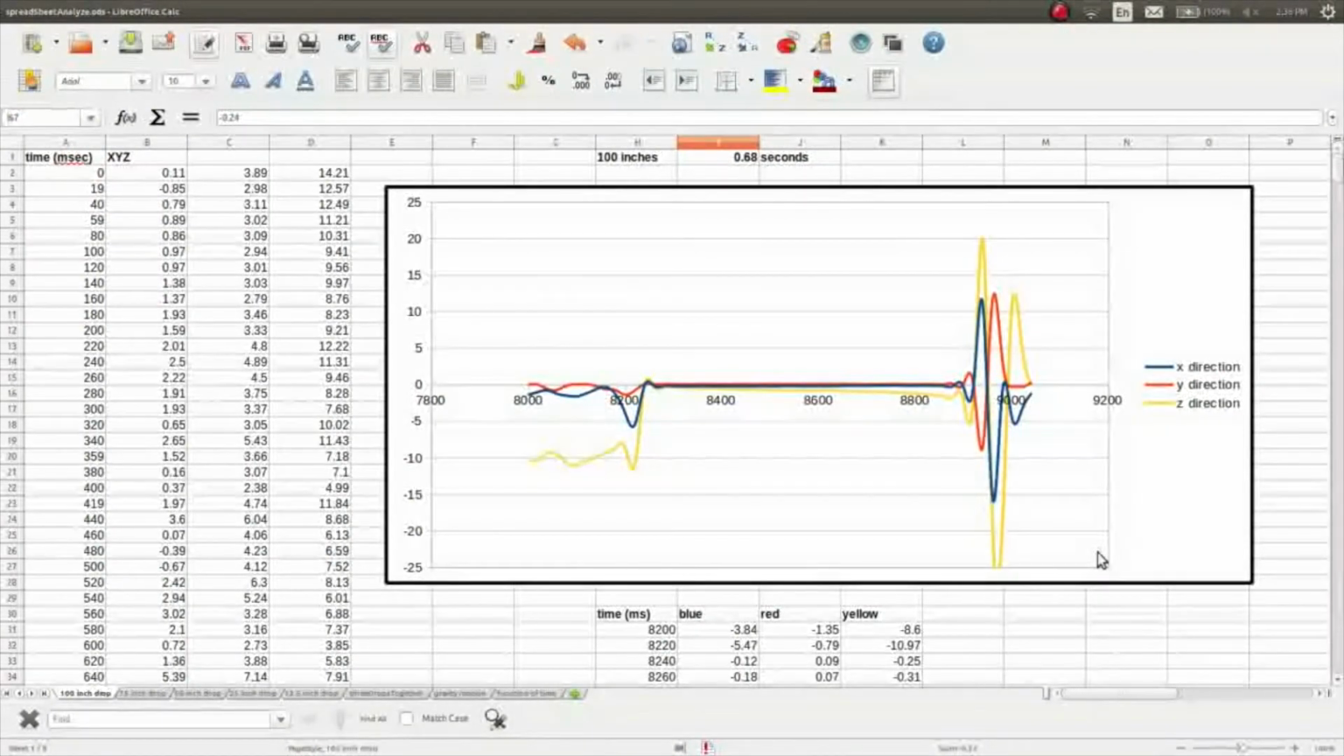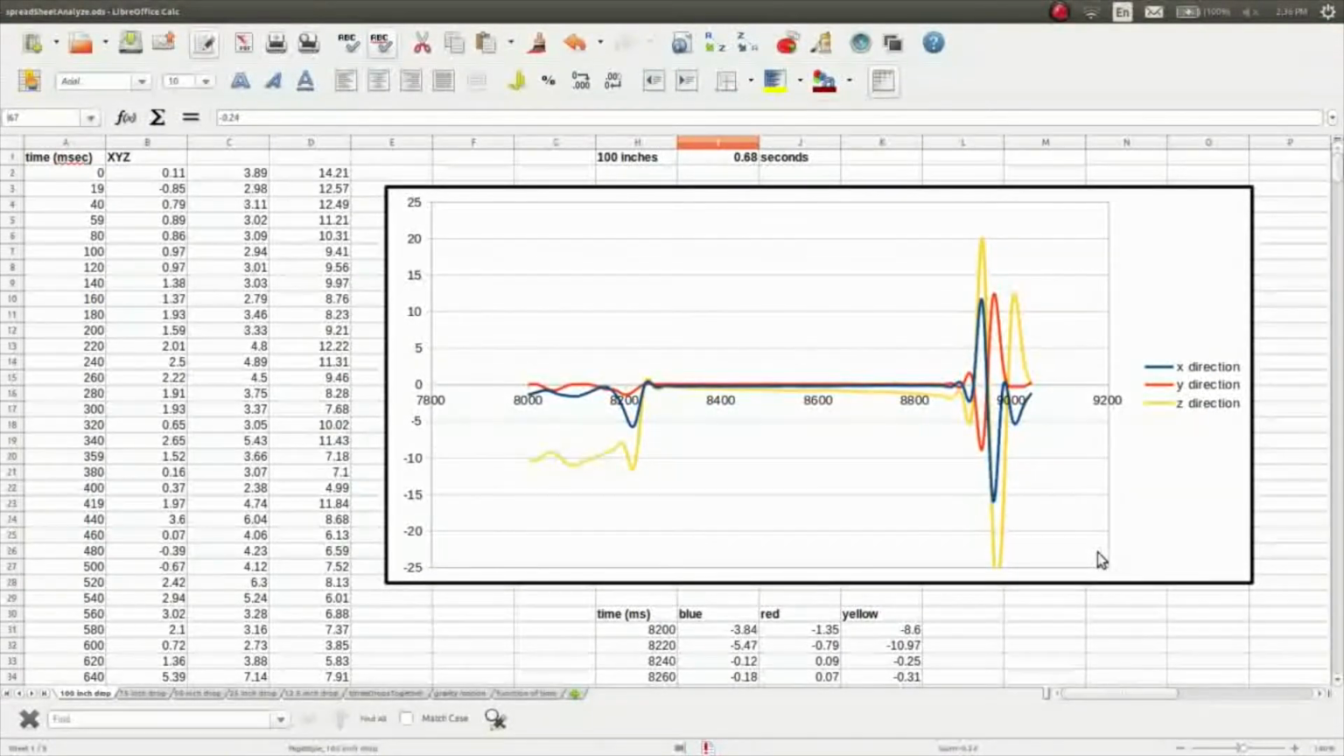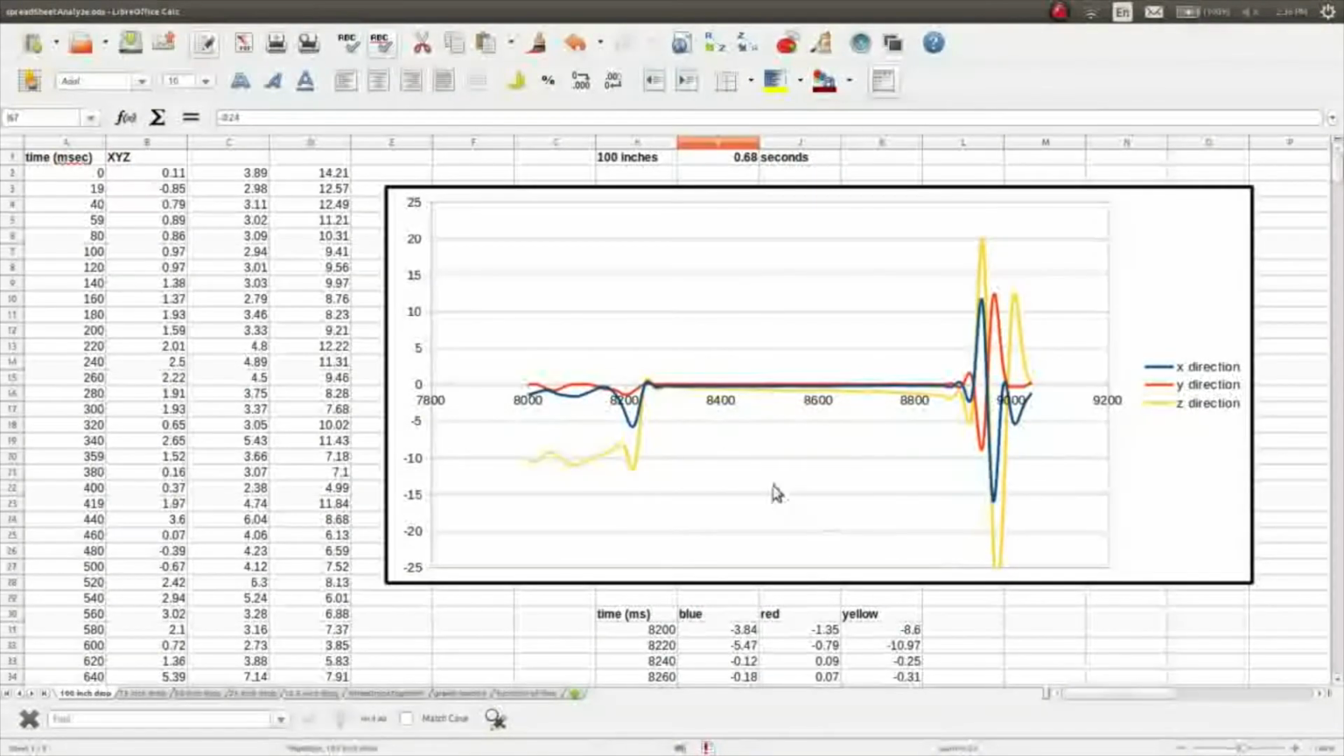Here I offer an analysis of the acceleration data with the hope of determining the acceleration due to gravity. I will use LibreOffice Calc, a free program that offers almost all the functionality of Microsoft Excel. We'll start with another view of the 100-inch drop.